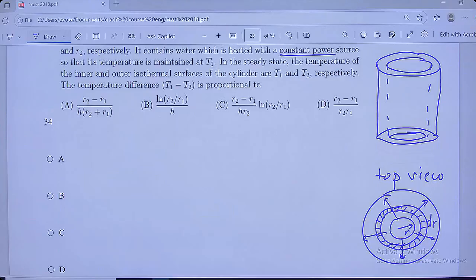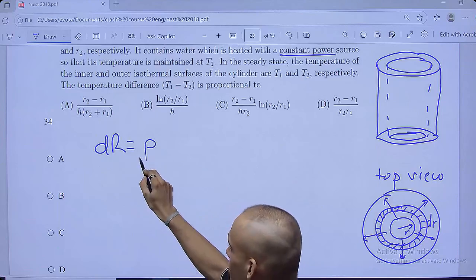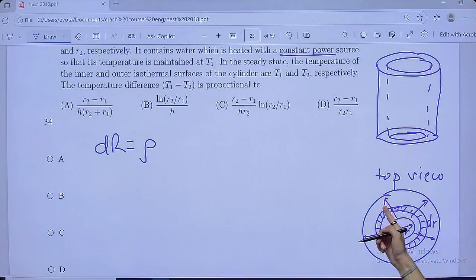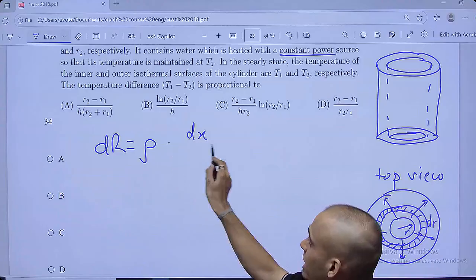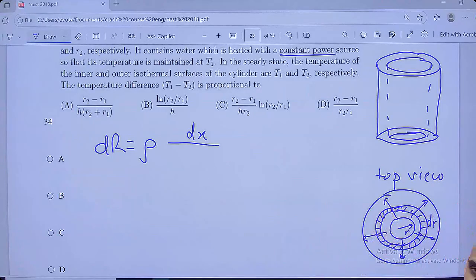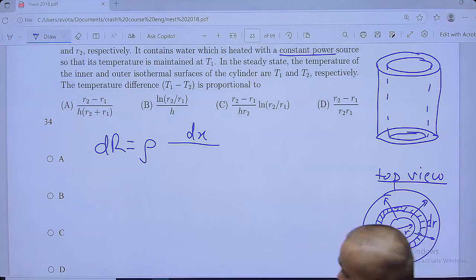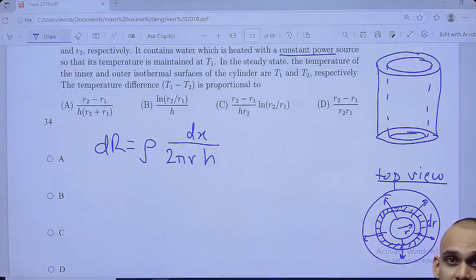Thermal resistance we can write by dR as resistivity into the length across which the heat travels. The heat is traveling across a thickness dr. So the length element will be the thickness dr upon the surface area through which heat travels. Heat travels through the cylindrical surface area, or the curved surface area, of this shell, and hence the surface area will simply be 2 pi r into h. 2 pi r into the height of the cylinder will be the curved surface area.